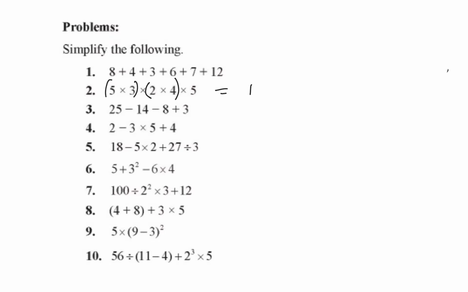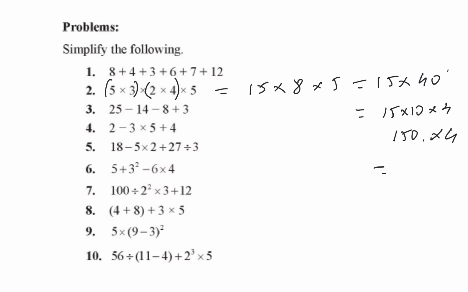5 multiplied by 3 is 15. 2 by 4 is 8. 8 by 5 is 40, so it's 15 by 40. And 15 by 40 is 15 by 10 by 4, or 150 by 4, or 600.